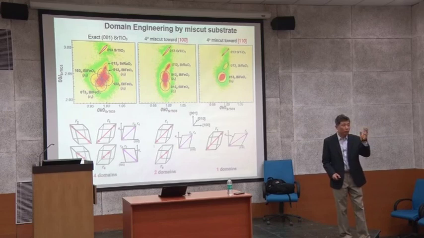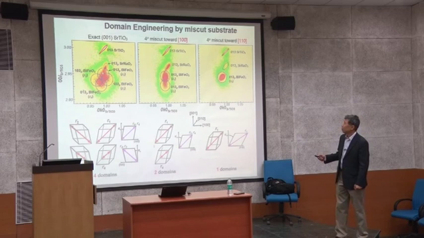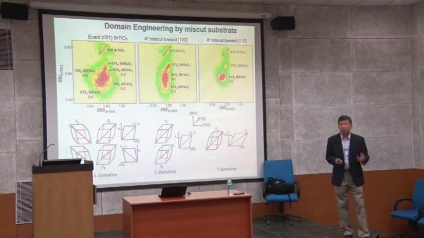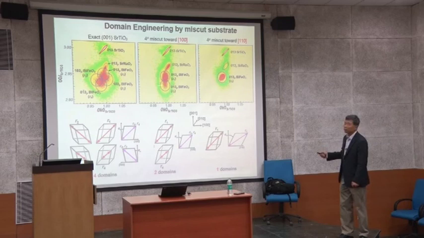In your mapping, you have 1, 2, 3, you have multiple domains. 4 domains can be seen, and then the very complex one. And here, you have 2 domains. The majority domain is the R1 domain, but you have 2 domains. But with your monodomain, you can get a single domain. So the domain selection is coming from miscut. You can only see a single domain rather than multiple domains.